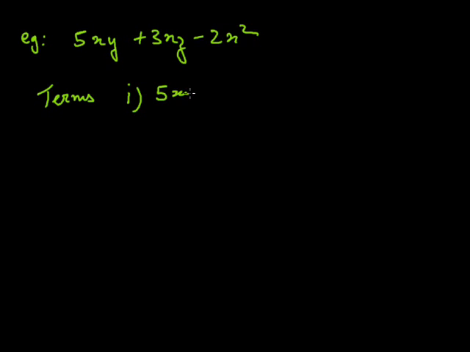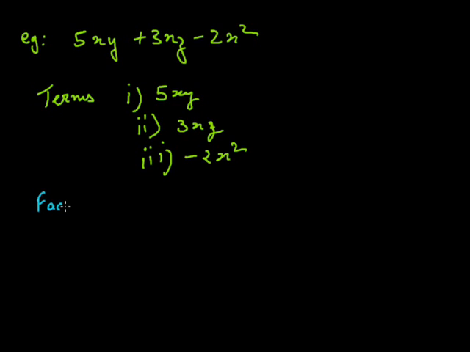Now let us see an example. If I have to write the terms of the expression 5xy plus 3xz minus 2x square, then the terms of this expression are first 5xy, second 3xz, and the third one is minus 2x square.